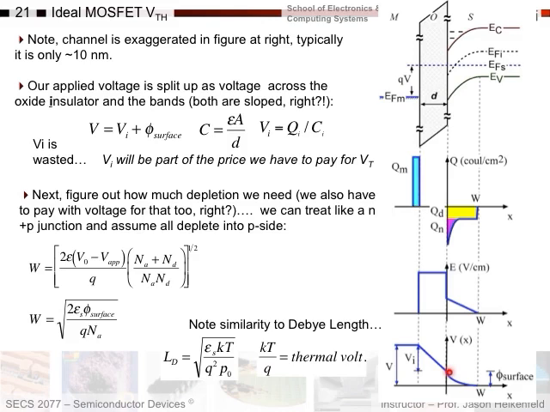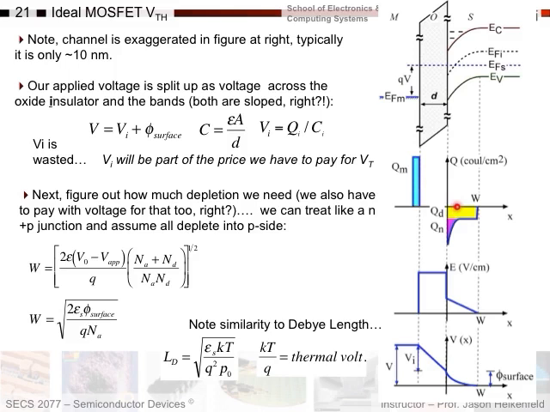So the next thing we want to do is figure out how much depletion we need. So we have to pay voltage for that too, right? If I'm depleting here and uncovering charge, I just said that as I uncover charge, that charge turns into a need for applied voltage due to the capacitance, due to Q equals CV, right? And so if I can figure out how much depletion width and charge I need, I can use this to feed back into the voltage I have to pay again.